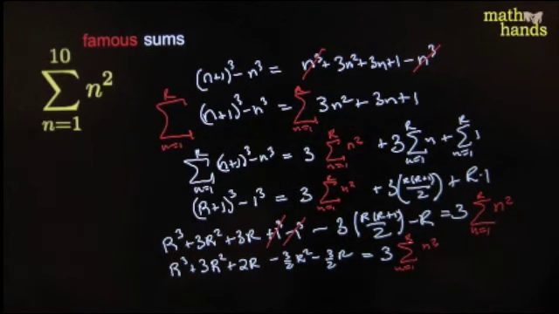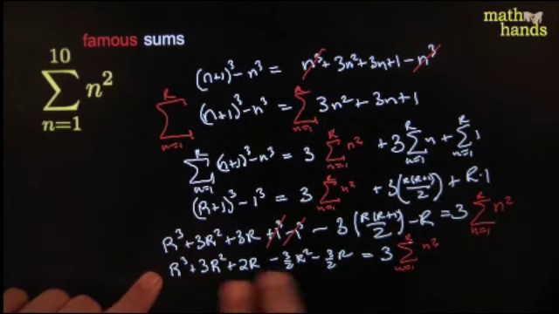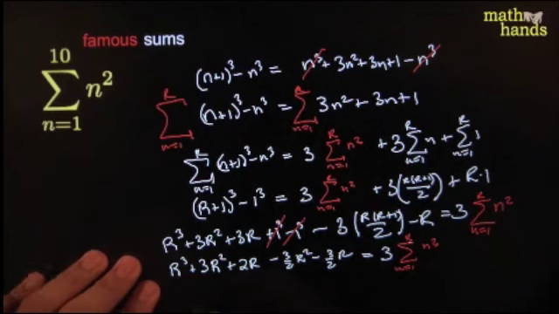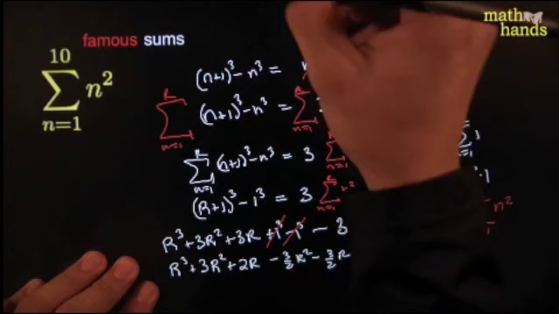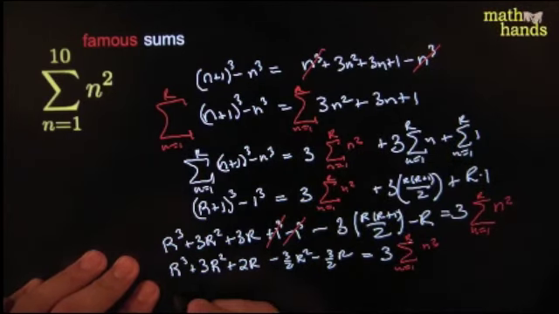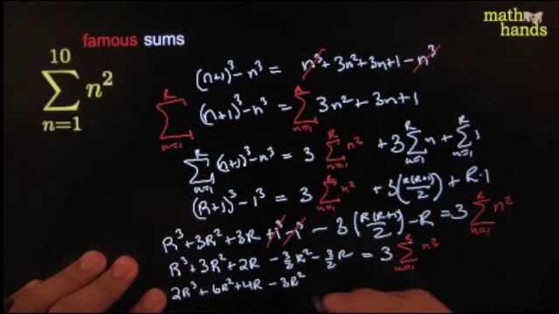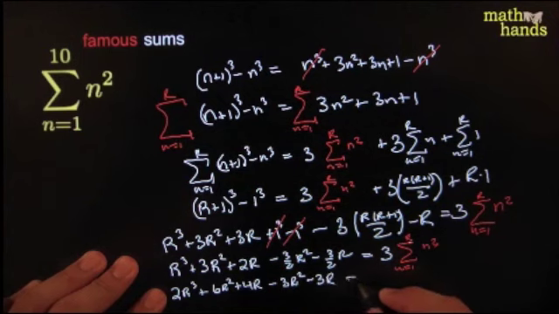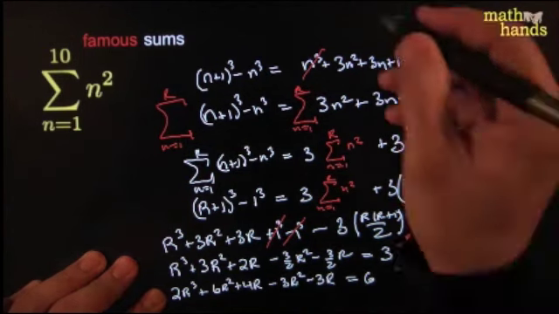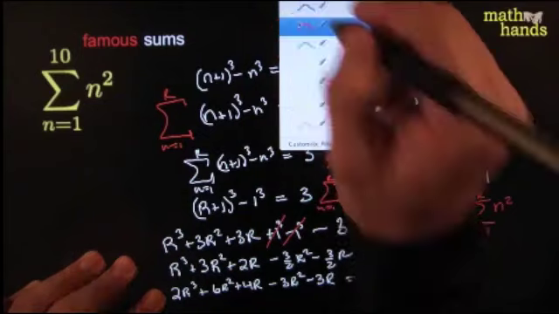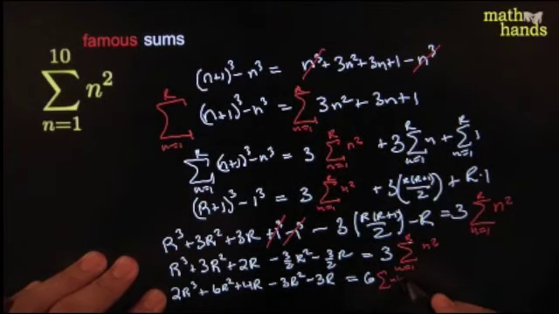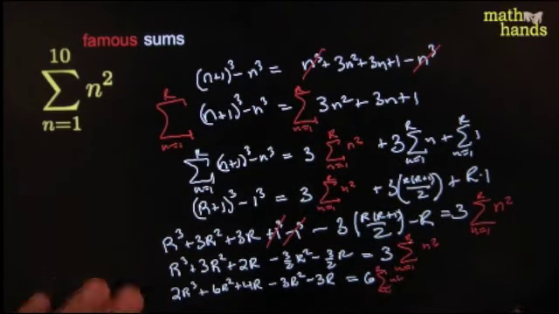Easy, right? Easy money. I don't like this 2 here, so I'm going to get rid of it by multiplying everything by 2. So if I multiply everything by 2, what would that give us? 2r to the third plus 6r squared plus 4r's minus 3r squares. That was the point. I canceled that fraction. Minus 3r's. That's equal to 6 times my wanted one, the summation of n squares as n runs from 1 to r. But wait, there's more.